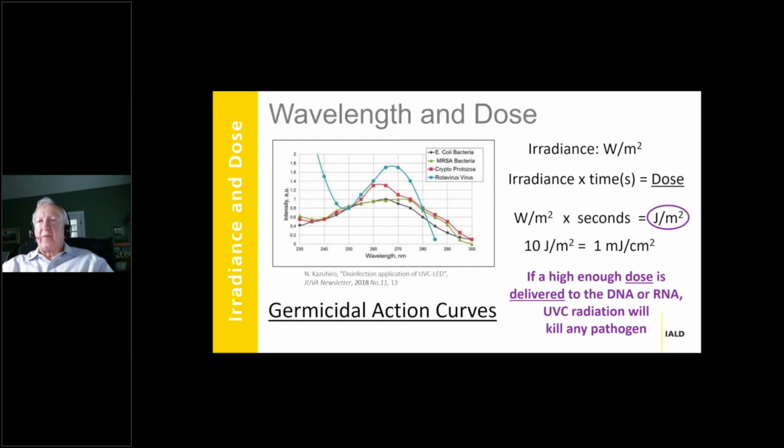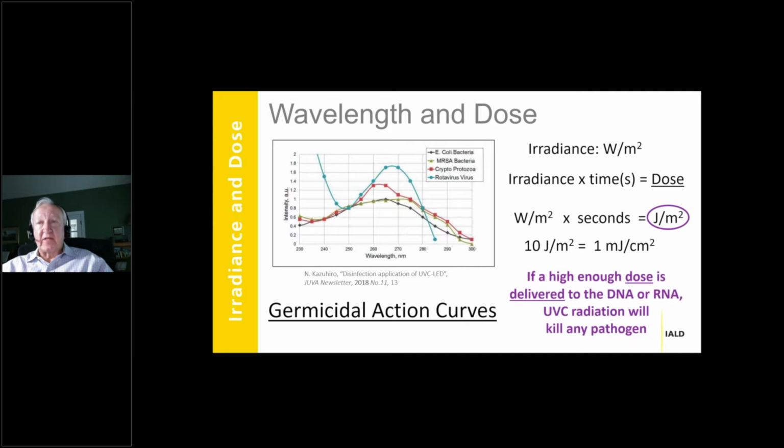Now, the takeaway from these germicidal action curves is that UVC radiation, if it can reach the DNA, will always deactivate the microbe or the virus. It always works, provided a high enough dose is delivered to the DNA or the RNA. UVC radiation will kill any pathogen, whether it's a virus, whether it's COVID-19, the so-called SARS-CoV-2 virus, so long as the dose is delivered. Now, delivered is the key word.